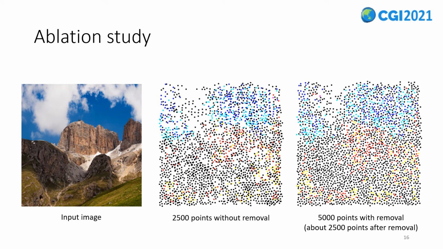We also perform an ablation study to show our method is effective. In the middle, we directly output 2,500 points without removal. We can see that there are many overlapped points and the distribution is unacceptable. On the right, we output 5,000 points and then perform our removal algorithm. The result becomes close to the reference visually.